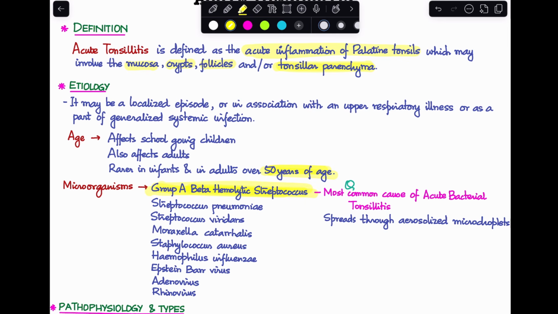So that's about the etiology and the microorganisms causing this disease, and the most common bacterial cause of acute tonsillitis, which is group A beta hemolytic streptococcus. So this is what we need to know here, and the most common age group involved here is school-going children followed by young adults.